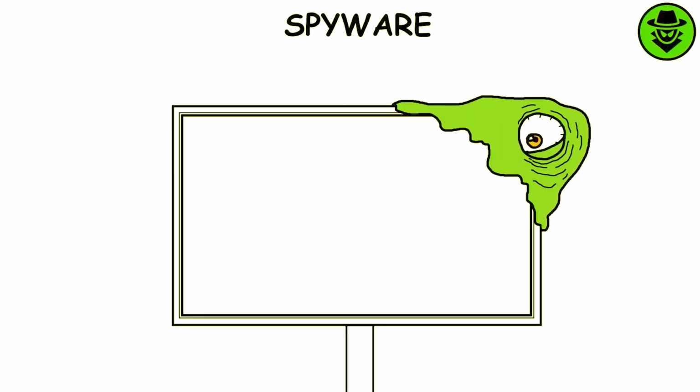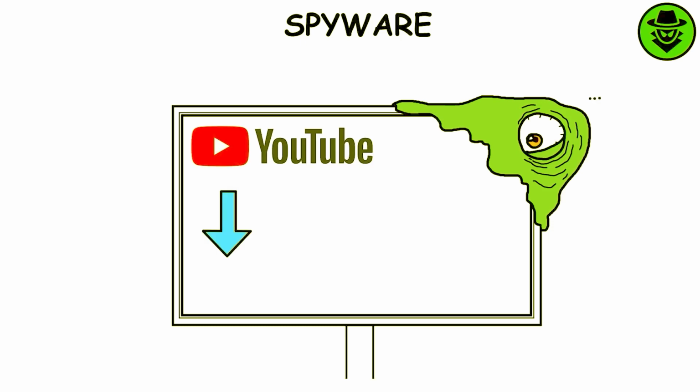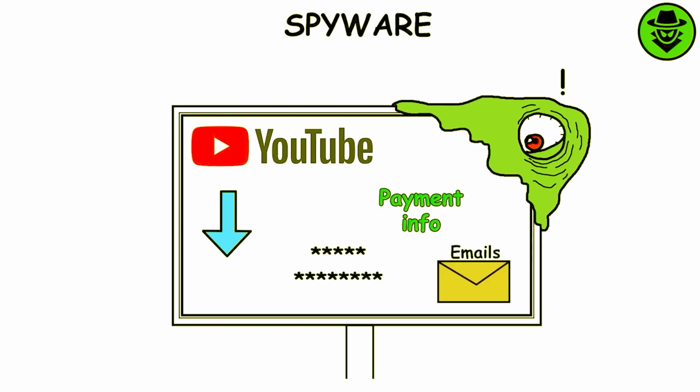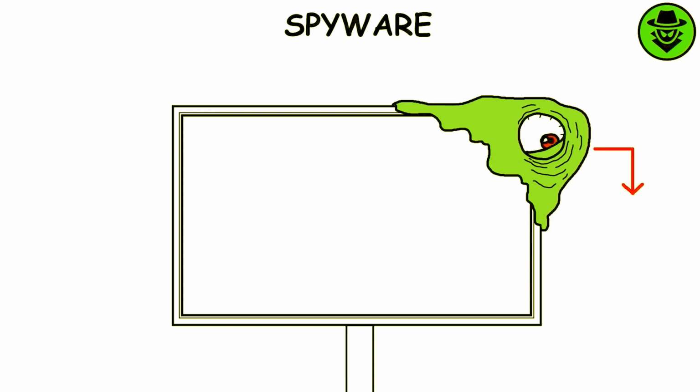Spyware: it's a type of malware that infects your computer and secretly gathers information about you, including the sites you visit, the things you download, your usernames and passwords, payment information, and the emails you send and receive. After this information is gathered, it's usually sent to a cybercriminal who may sell it or use it, etc.